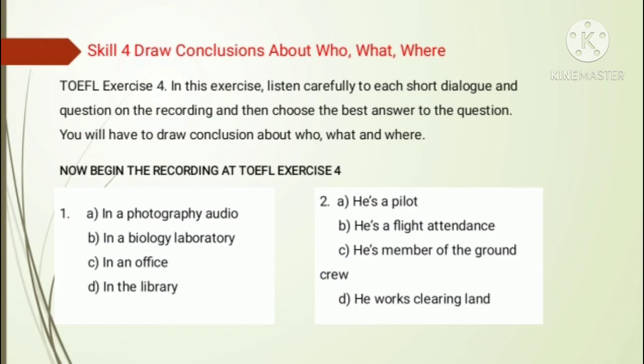TOEFL Exercise 4. In this exercise, listen carefully to the short conversation and question on the tape, and then choose the best answer to the question. You will have to draw conclusions about who, what, and where.